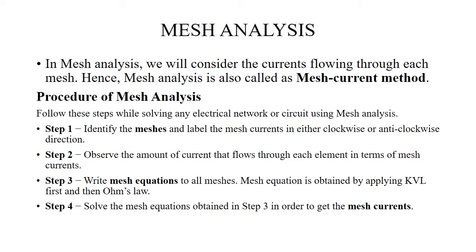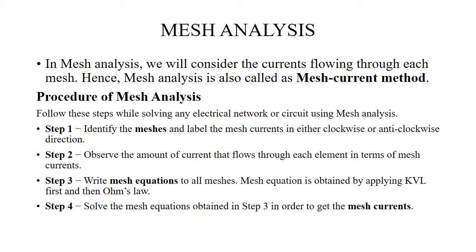Next, mesh analysis. In the loop current method, we need to write the equations for as many currents as the number of independent loops. The number of independent loops is equal to B minus N plus 1. This is based on Kirchhoff's voltage law and is applicable only to planar networks. In mesh analysis, we can consider the following meshes. Hence it is also called the mesh current method.